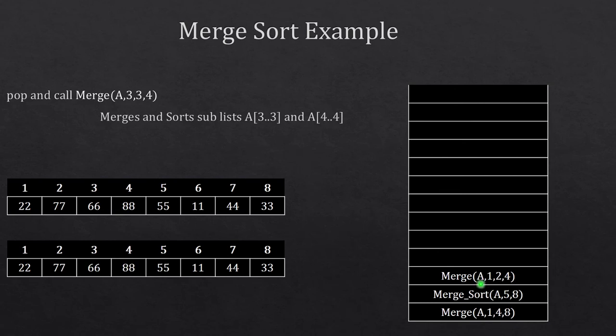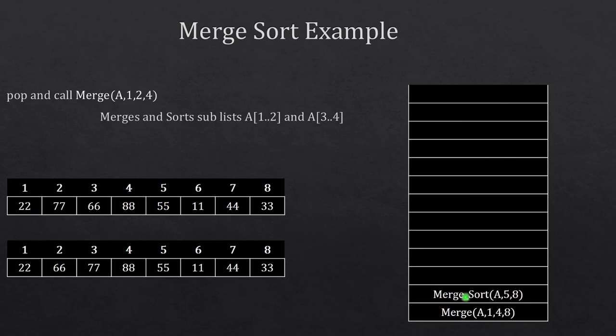Next what will happen? It will take merge of a comma 1 comma 2 comma 4. So it will pop and call merge of a comma 1 comma 2 comma 4. Here it merges and sorts sublist a of 1 to 2 and a of 3 to 4. The left sublist contains 2 elements, the right sublist contains 2 elements. So 22, 77, this is the first list. It is a sorted list. 66, 88, this is the second list. That is also sorted. So we will merge it: 22, 66, 77, 88. Next what will happen?